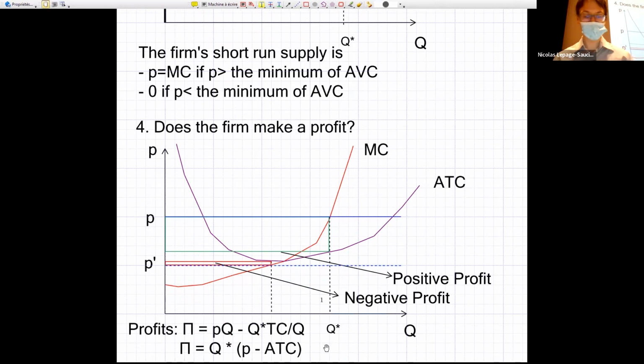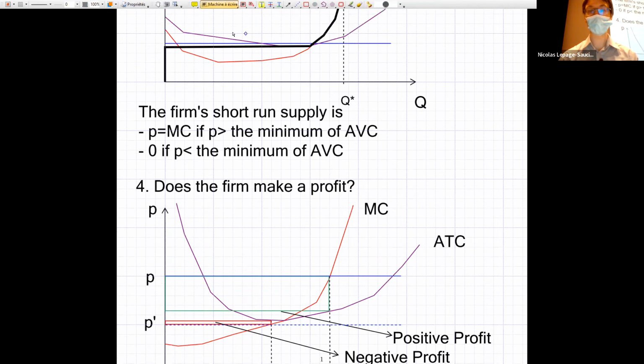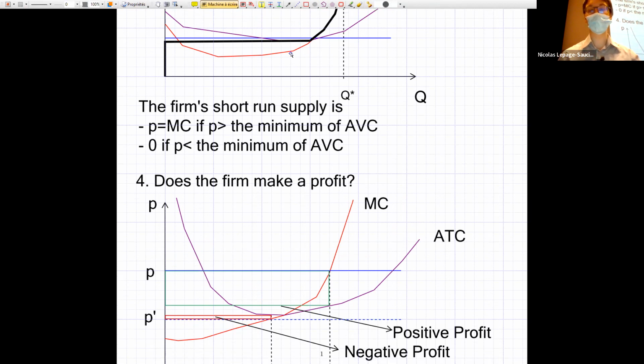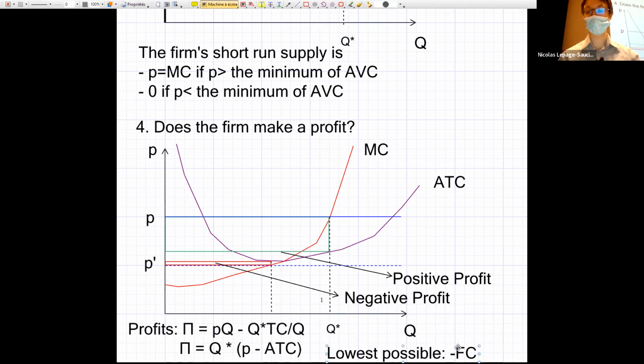So the lowest possible profit is minus fixed cost. Why? Because if the price, as we said, is below the average variable cost, the firm just closes down and says, okay, it's just so bad today, I'm not even going to open, but I have to pay my factory or whatever fixed cost I have, regardless of the amount of production I make. So the minimum profit is going to be minus fixed cost.